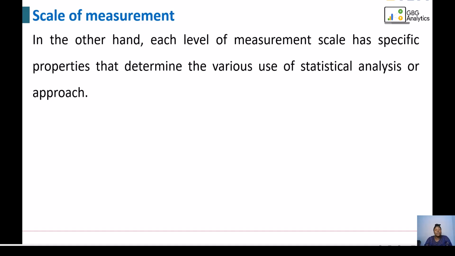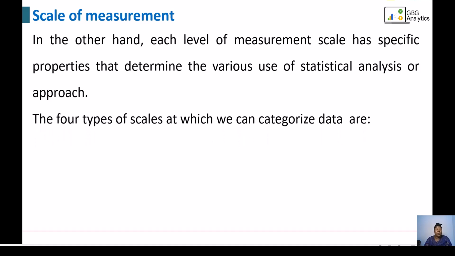On the other hand, each level of measurement scale has specific properties that determine the various uses of statistical analysis or the approach we take. So the four types are the nominal, the ordinal, the interval, and the ratio.